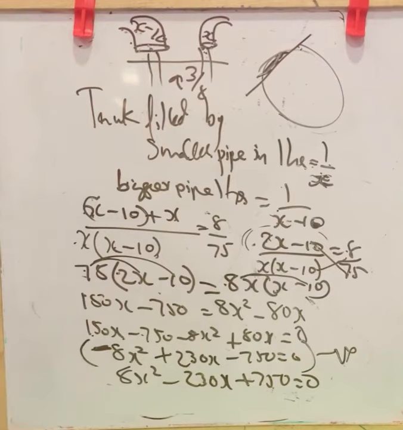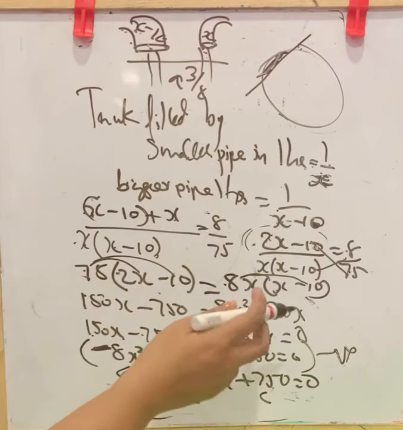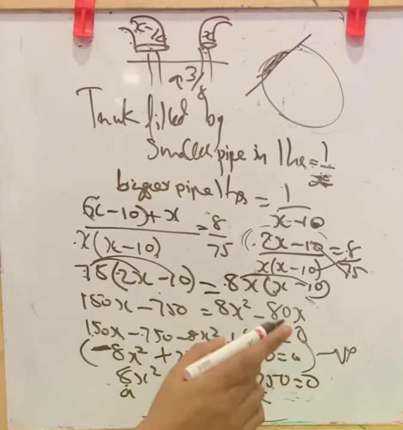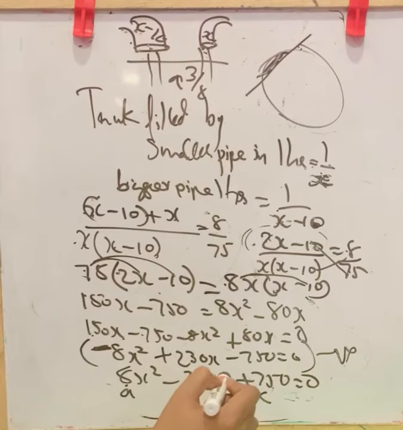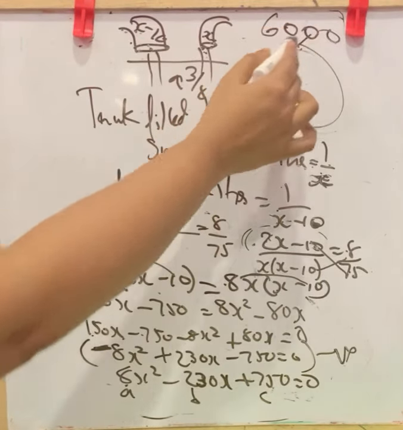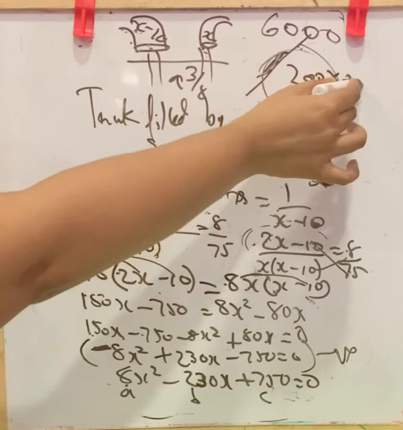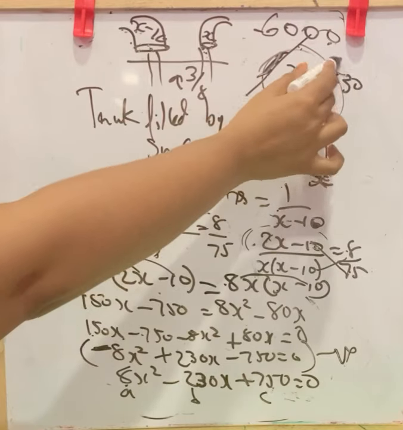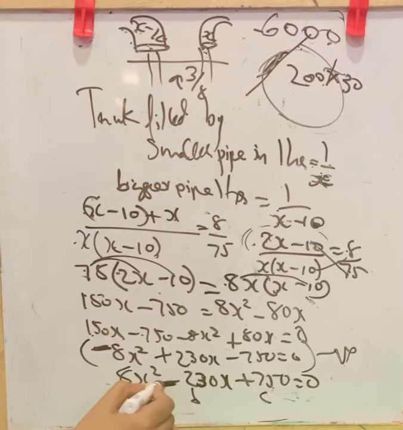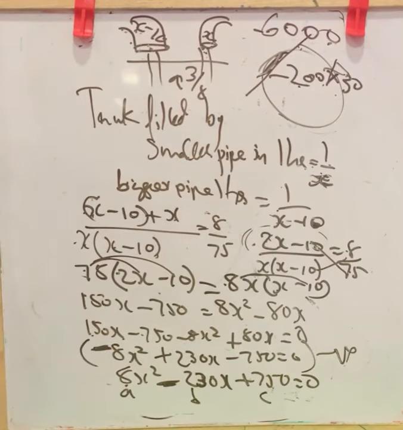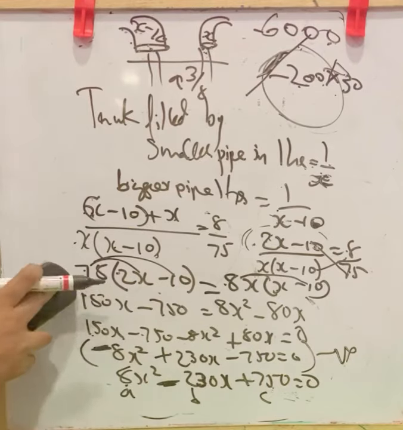Now we have to do middle term splitting method. That is, this is A, this is B, this is C. 8 into 750, 6000, and considering all the factors of 6000, we will get one pair matching with 230. And to get 6000 matching with 230, it will be 200 into 30 is 6000 and 200 plus 30 is 230, but we have negative here. So we will say minus 200 minus 30 is minus 230x. So we will split here 230.